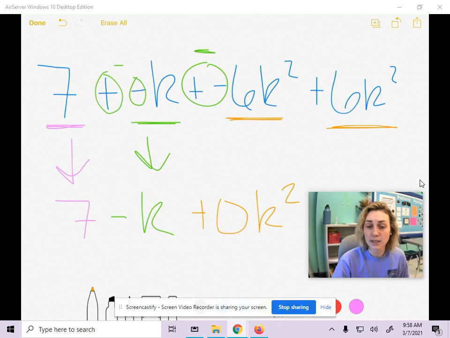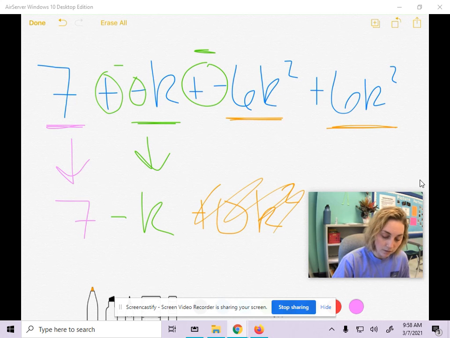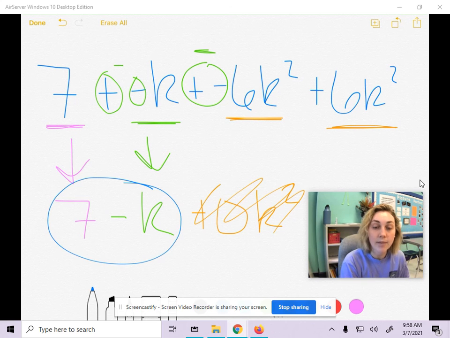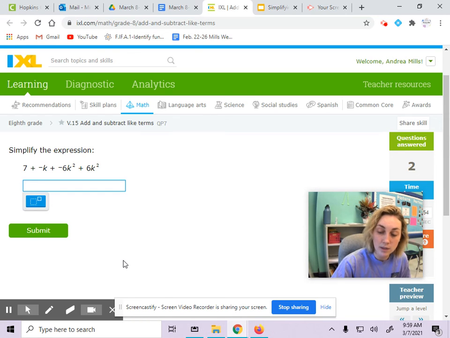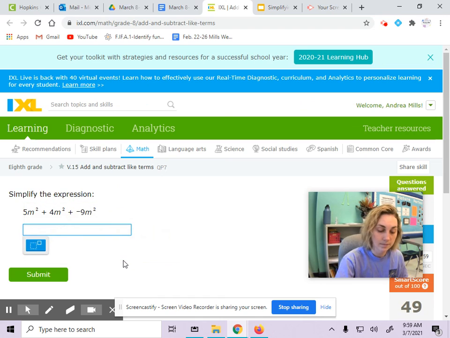You don't have to have plus 0k squared because that doesn't exist. So what we have left over is just 7 minus k. So we can go back to our IXL and we're going to put 7 minus k. Awesome.